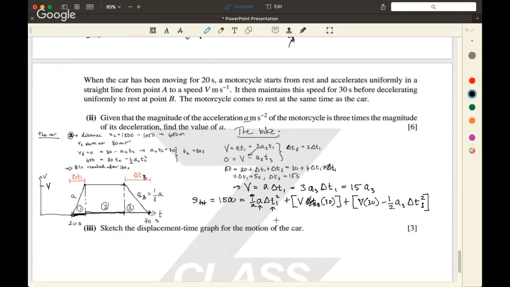We know delta T1, that's 5 seconds. We know V, big V, in terms of A3, so that's 15 A3, which is 5A. We know what 30 is, it's a number. Here's V again. Here's A3, which remember is 1/3 A. Delta T3 we know is 15 seconds. And all of this, if you plug it in, gives you a final answer of A being 7.5 meters per second squared. So yeah, that was quite a mission, which is probably why it's 6 marks.